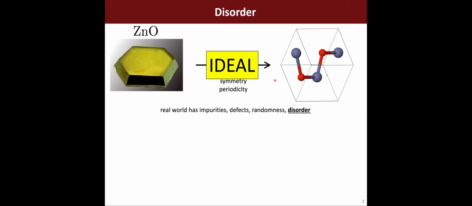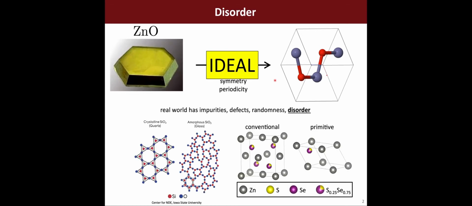The truth is that in the real world, even for crystals, there are impurities, there are defects, there's randomness, there's disorder that disrupts the ability for us to reduce this information down to this really unique, very small unit cell. Now, there are a lot of different types of disorder, but I'm going to talk about two today, and we're really going to focus on one.